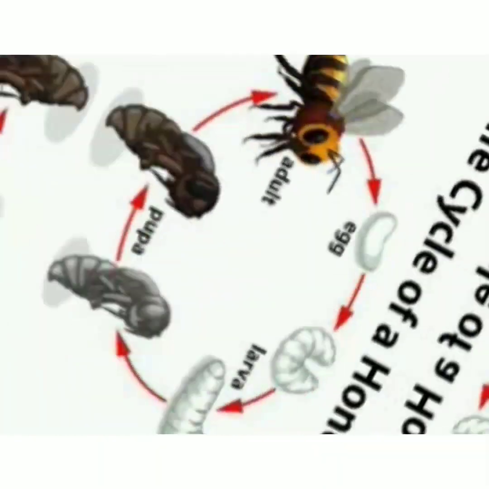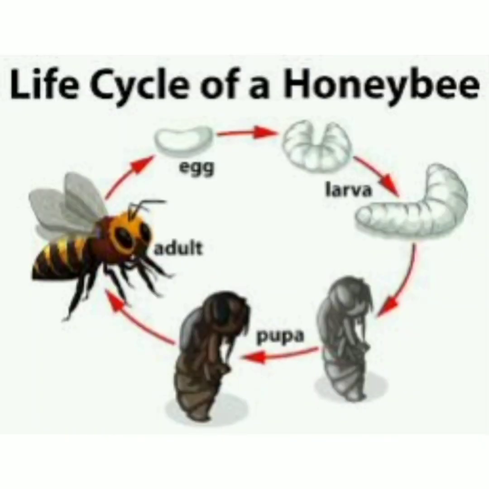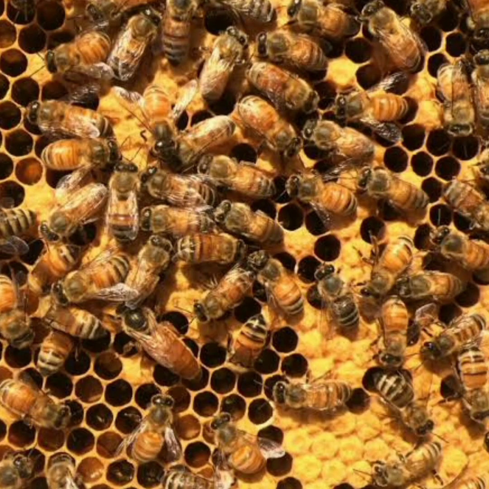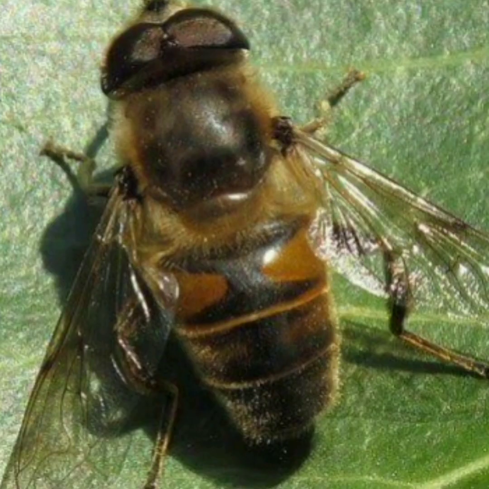Life cycle: honeybees go through a complete metamorphosis, starting as eggs, then developing into larvae, pupae, and finally adult bees. The life cycle of a honeybee varies depending on the caste. Worker bees, sterile females, take about 21 days to develop from eggs to adult bees, while queens, fertile females, take 16 days, and drones, males, take 24 days.